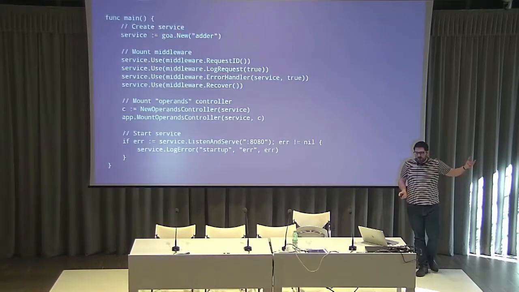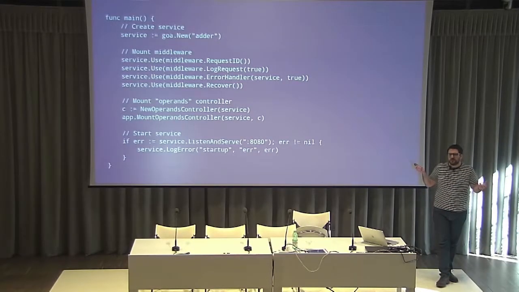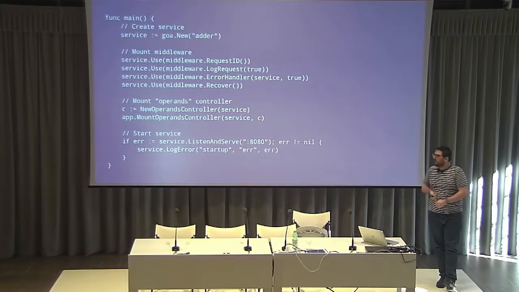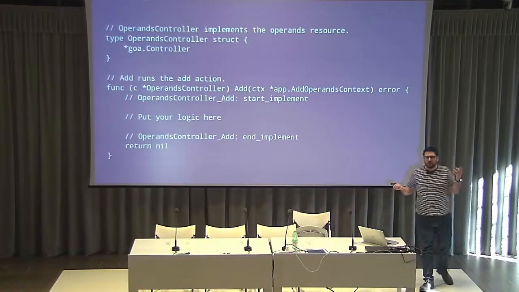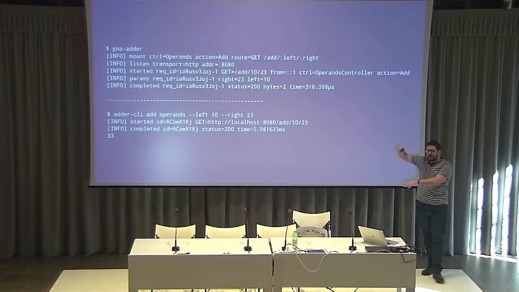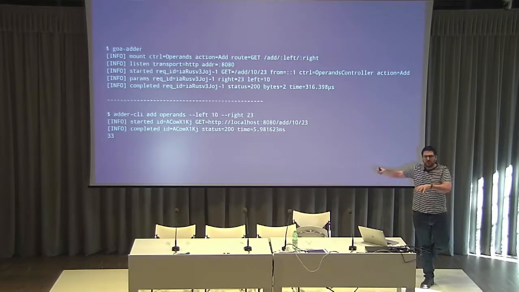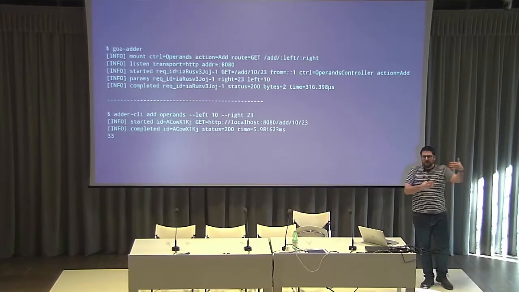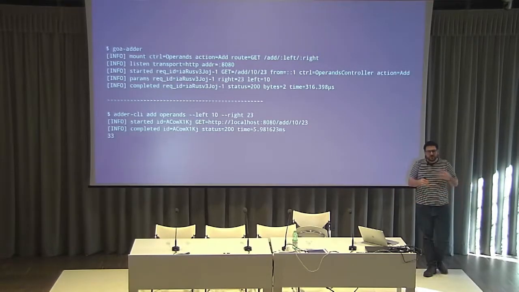You have a main file that is actually setting up an API server with request IDs, error handlers, recovering from panics, and logging. You have the controller with the action that you need to implement, and you already have the add function, telling you, put your code here. So you just write 2 lines of code, and now you have a server serving that, and you have a client that is reading that. From that small definition, it's generating all the boilerplate of an API that you can just tweak to prototype a quick API really easily.